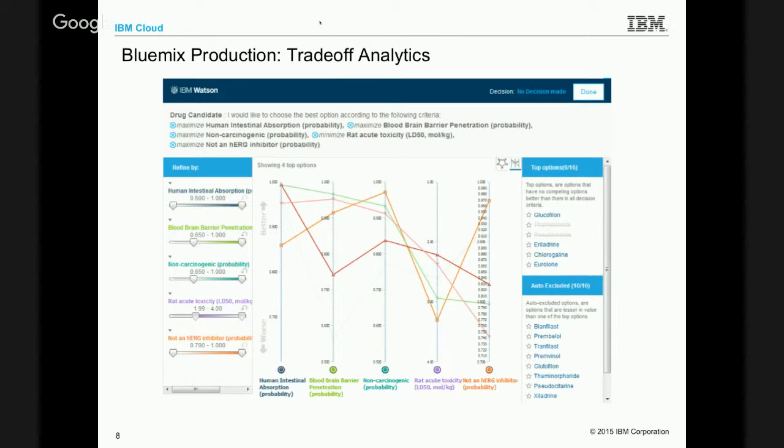Now, another one that is also really cool, and might give you some ideas, is a Watson service called Tradeoff Analytics. What Tradeoff Analytics helps you do is choose between different possible decisions based upon the different criteria and the different strengths and weaknesses of each of the options.